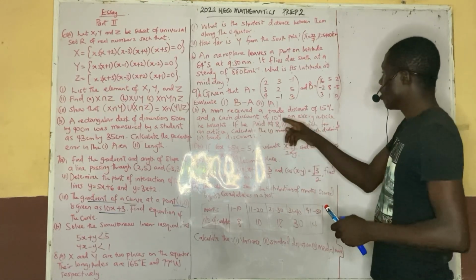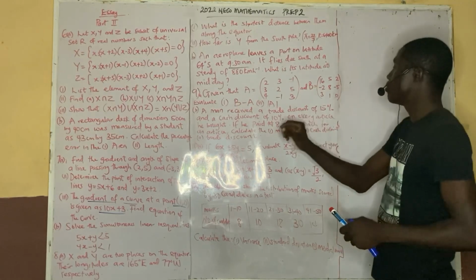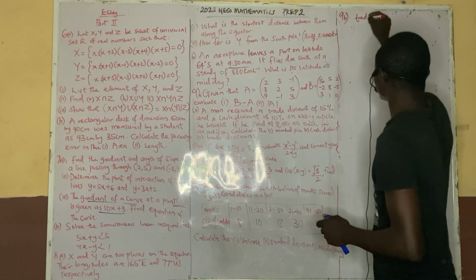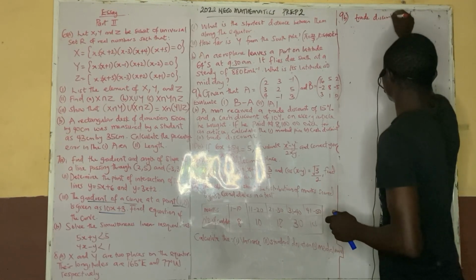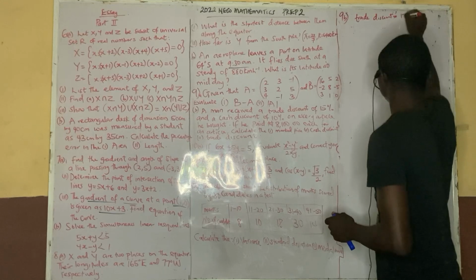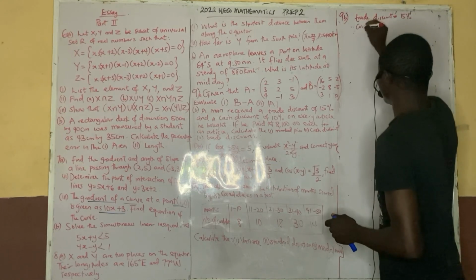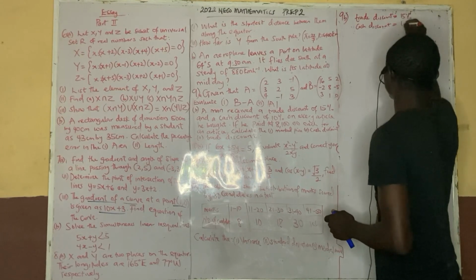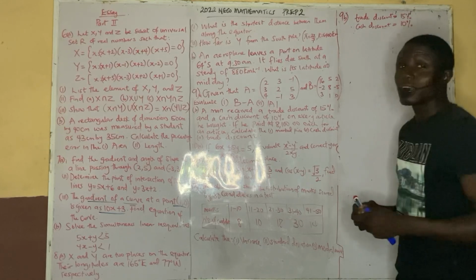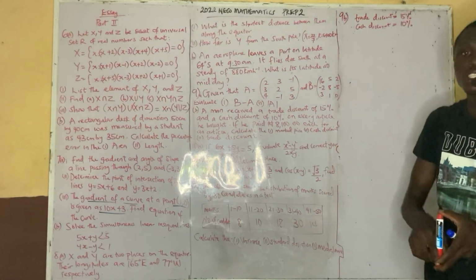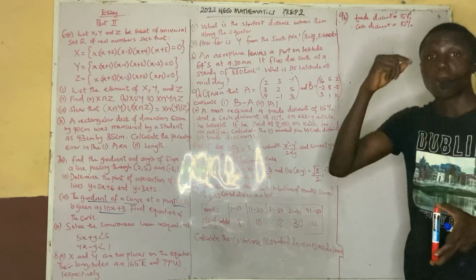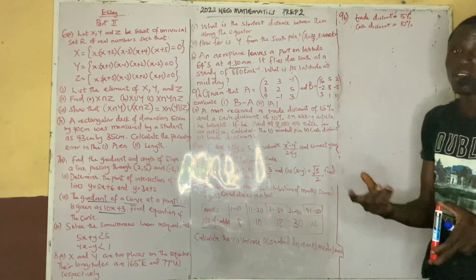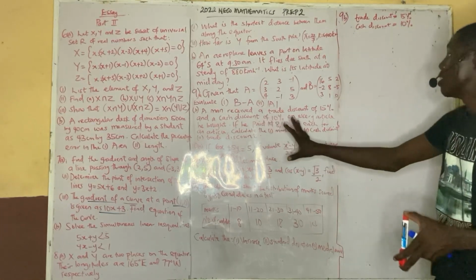So question number 9 says that a man received a trade discount of 15% and a cash discount of 10% on every article he bought. Now question 9b says that a man received a trade discount of 15% and a cash discount of 10%. Now, what's a discount? A discount is the reduction in price on every commodity bought.